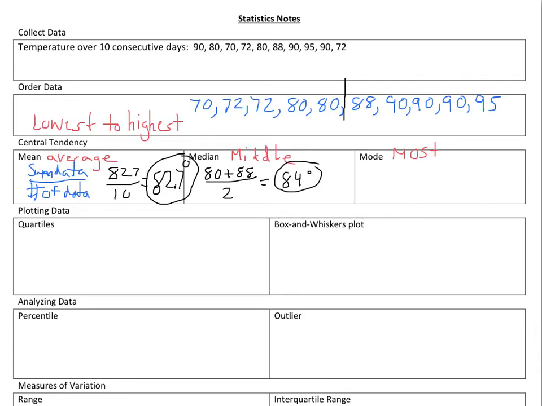And the last one is the mode, the most often. If you look at it carefully, the 90 comes up most often. So we have the most 90-degree days. The middle day of all of it is 84, but the average is 82.7.